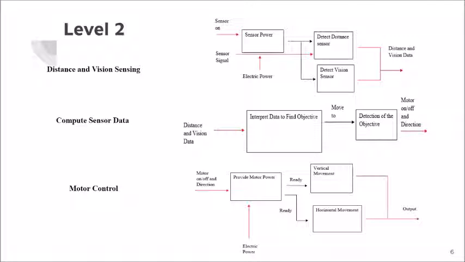Motor control: once you have the motor on and off and direction, you provide motor power and you're given electric power. So it's ready to move vertically or horizontally, up and down, to find its objective. So it goes to the output, which is the objective. For offense, get the ball and score. For defense, stop the scoring.